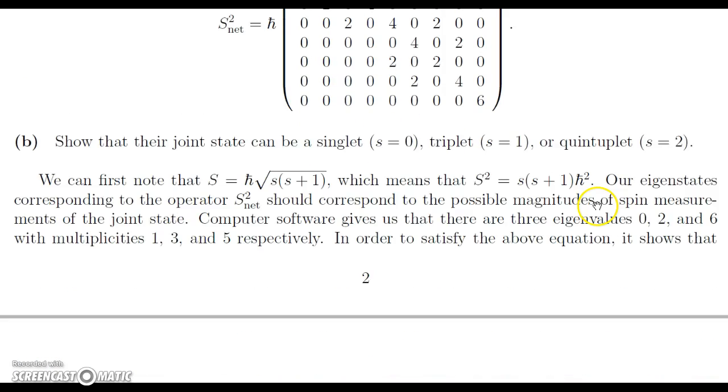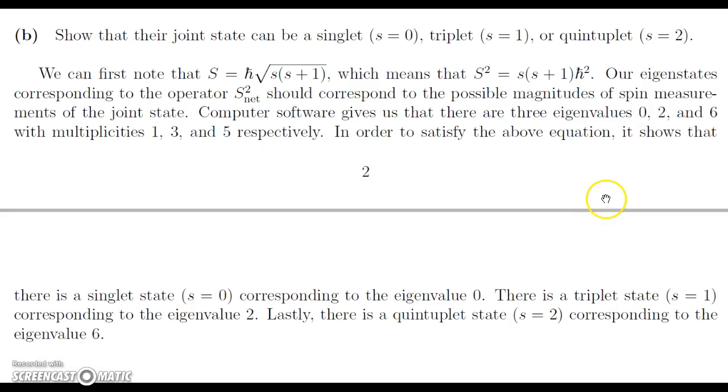And now we want to show that their joint state can either be a singlet corresponding to a spin 0, triplet corresponding to spin 1, or quintuplet corresponding to spin 2. And we did similar analysis, like I said before, for a pair of spin 1/2 particles. So we'll note we can do the same thing, where the magnitude of our spin S is equal to H bar times the square root of S times S plus 1, where S is equal to the different spin values.